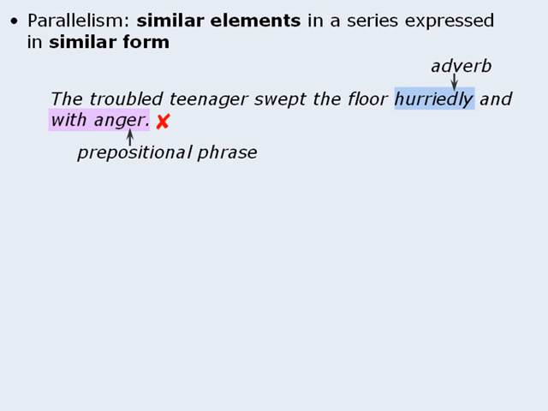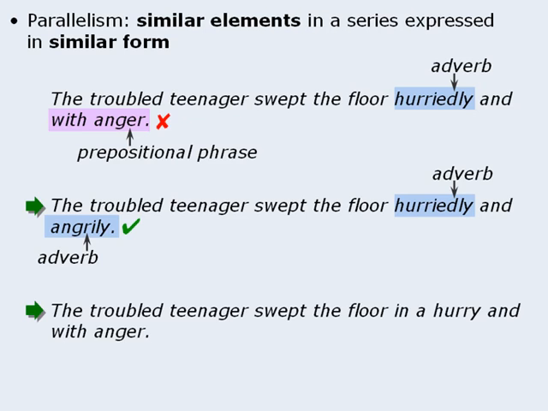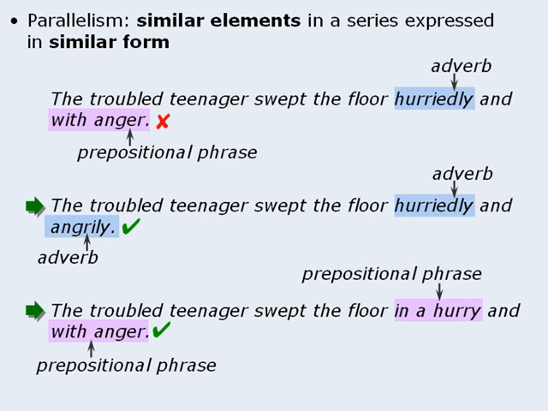To achieve parallel structure here, we must express both elements in the same form. One way to do this is to write, the troubled teenager swept the floor hurriedly and angrily. Here, both elements in the series are expressed as adverbs. Alternatively, we could write, the troubled teenager swept the floor in a hurry and with anger. Here, both elements are expressed as prepositional phrases.